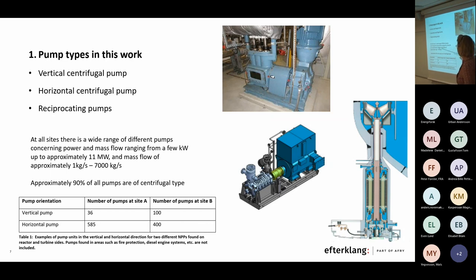The pumps are in a wide range with respect to power and mass flow, from just a few kilowatts to 11 megawatts, and the mass flow is from 1 kilo per second to 7,000 kilo per second. So when you see this table, you see examples of different pumps. Here is a reciprocating pump, a piston pump, a multi-stage centrifugal pump to build up the pressure, and a vertical pump. As you see, just by looking at them, they are completely different.